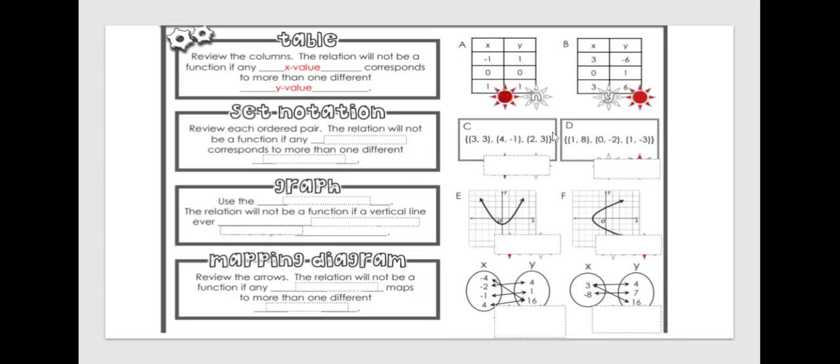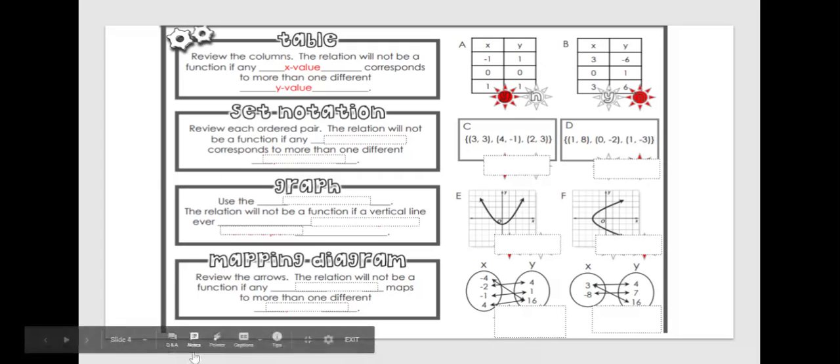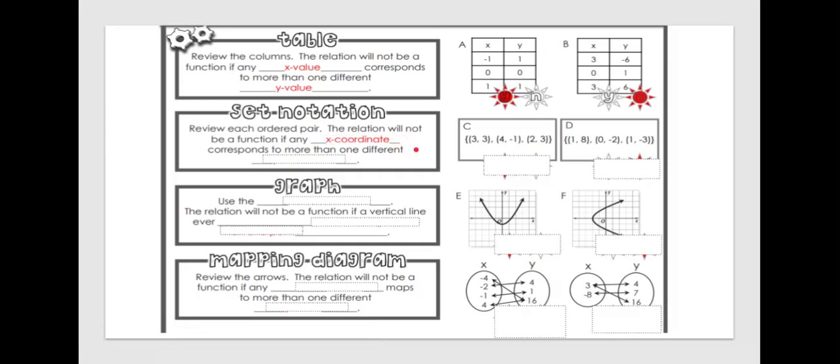This is called set notation. See these brackets, and it just lists the ordered pairs. So we're going to review each ordered pair, and the relation will not be a function if any x coordinate corresponds to more than one different y coordinate. So (3, 3), (4, -1), and (2, 3). So the x's do not repeat. They don't have more than one y value. So yes, that is a function.